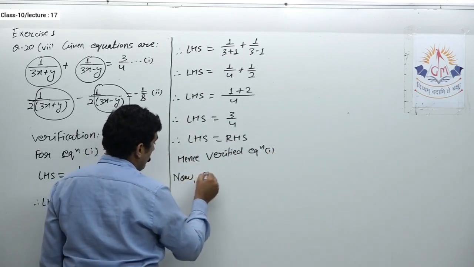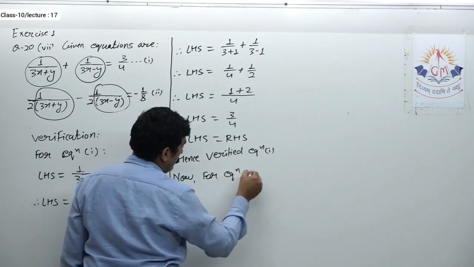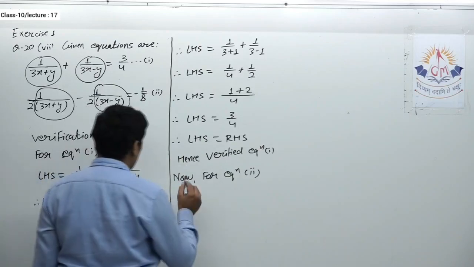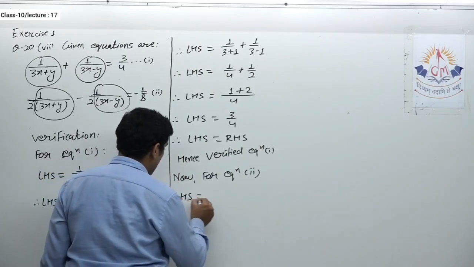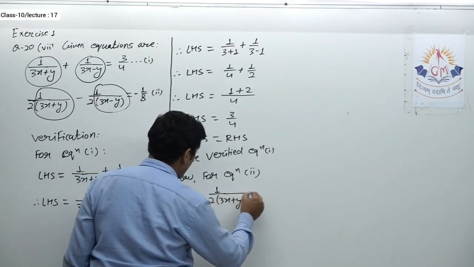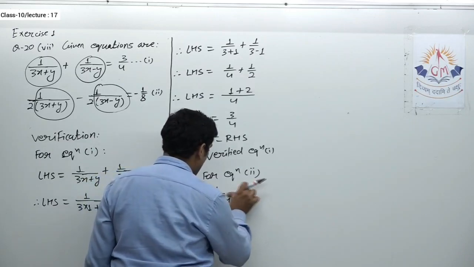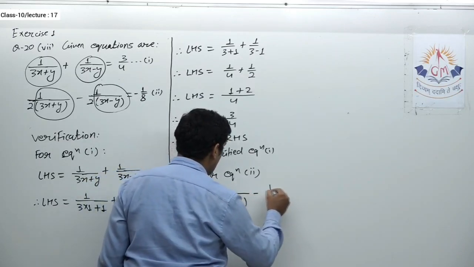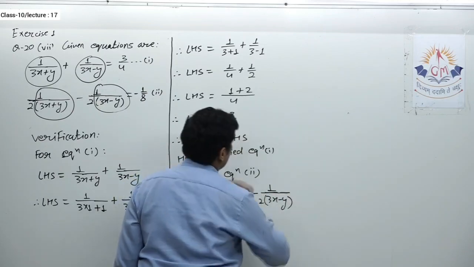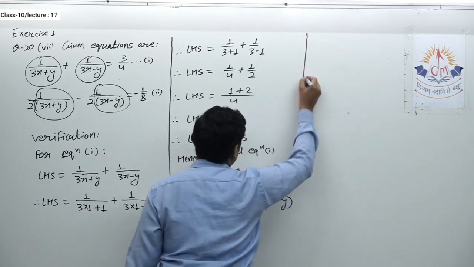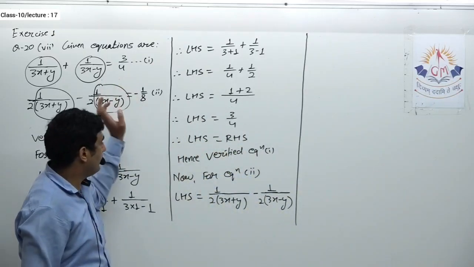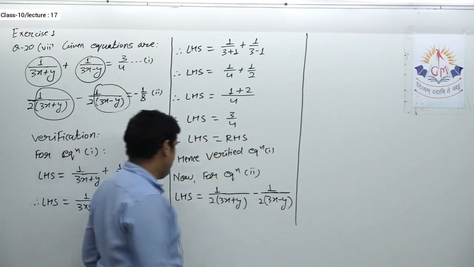Now for equation 2, we have to verify both the equations, unless we won't be able to say whether our answer is right or wrong. So again we'll start with LHS. So 1 upon 2 into 3x plus y. Now instead of plus, this time over here the sign is minus. So 1 upon 3x minus y. Again here we have 2 outside the bracket. Again keep in your mind that you have to solve LHS and RHS separately. Here no need to solve RHS, but we can't take LHS and RHS all together.